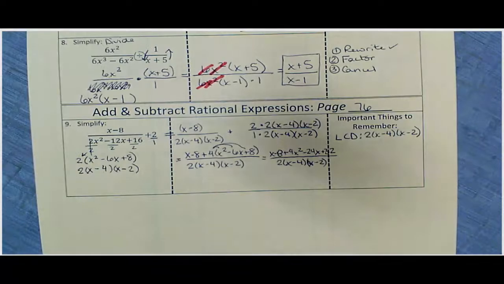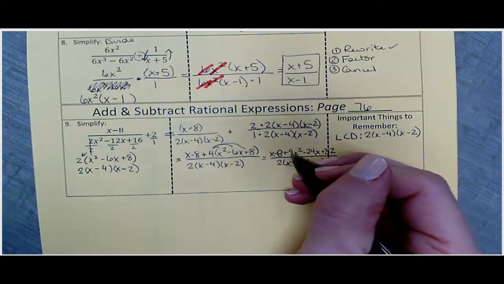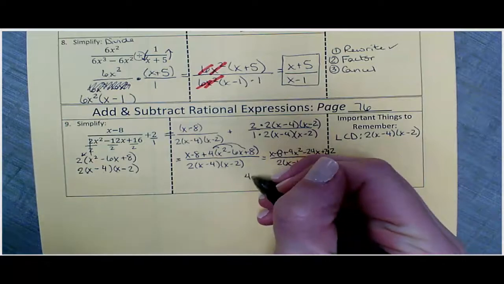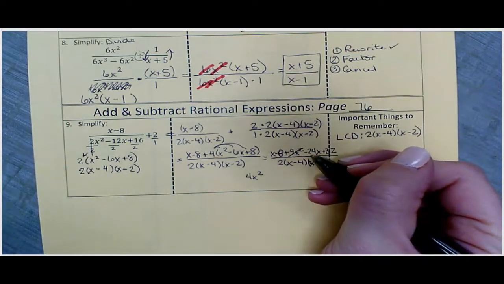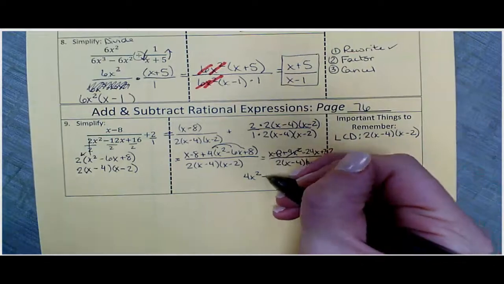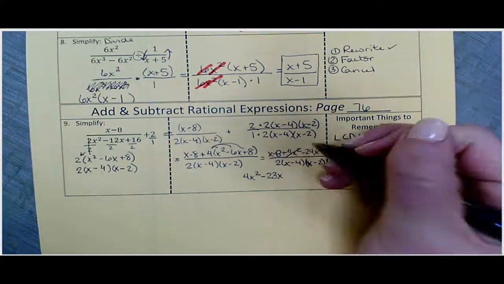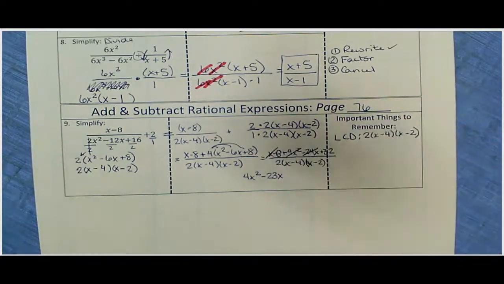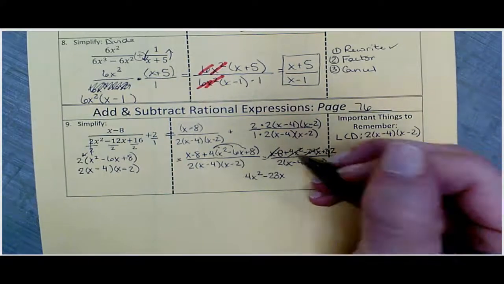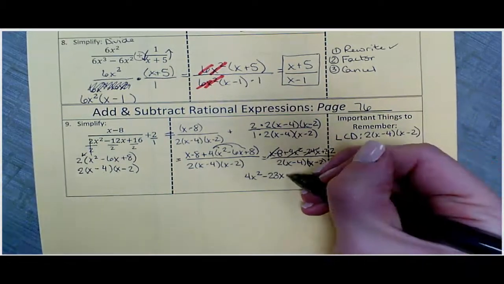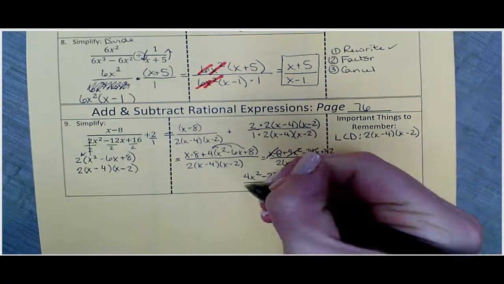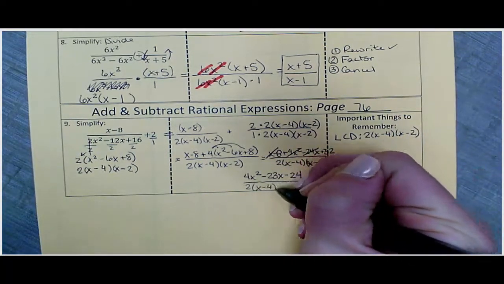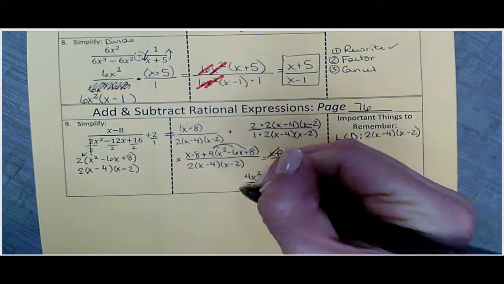There. And I do need to combine those like terms. So I see 4x squared, so there's my x squared term, negative 24x plus x, so that's minus 23x. I'm just combining like terms and crossing them out as I use them, so I don't reuse them. And then 32 minus 8, that would be negative 24. And my denominator is still 2 times x minus 4 times x minus 2.